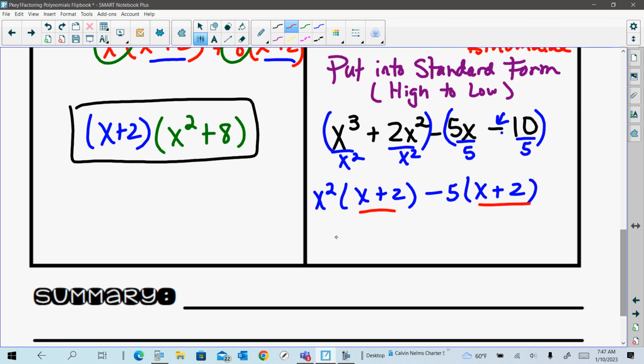All right, so this would be x plus 2 is the first one, the common binomial. And then x squared minus 5, the number that's outside.